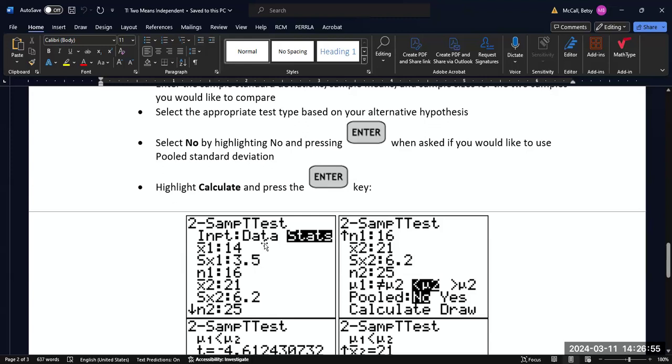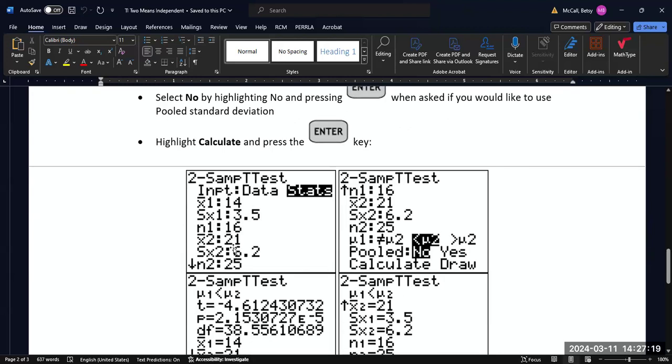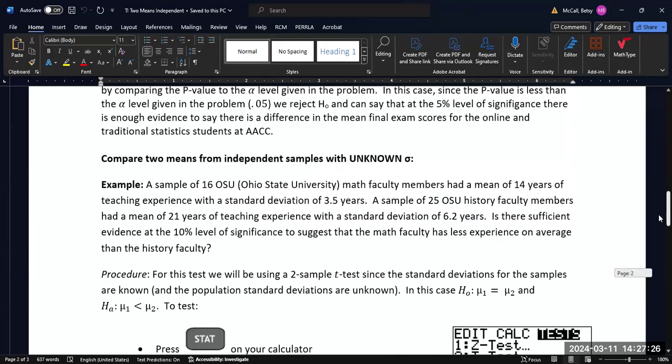It may confuse you at first, but make sure that you're reading these descriptors of what you're supposed to put where. But it may also help remind you of, okay, am I checking for a population standard deviation? X bar was 14 for the math faculty, 3.5 was the standard deviation, N1 was the count, which is 16, X2 was 21, that was the mean, 6.2 was the standard deviation, and their sample size was 25.